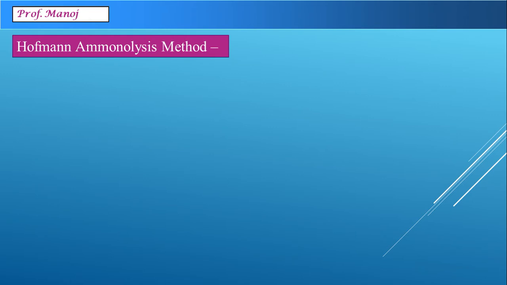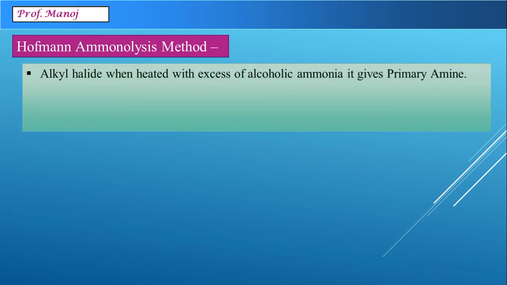As the name suggests, it was discovered by Hofmann, and in this method we are going to break the ammonia molecule to produce amine. That's why the name is ammonolysis, breaking of ammonia. The method goes this way, that when we take an alkyl halide and we heat it with excess of alcoholic ammonia, primary amine is produced. By alcoholic ammonia, we mean that we are going to have ammonia gas dissolved in alcohol.